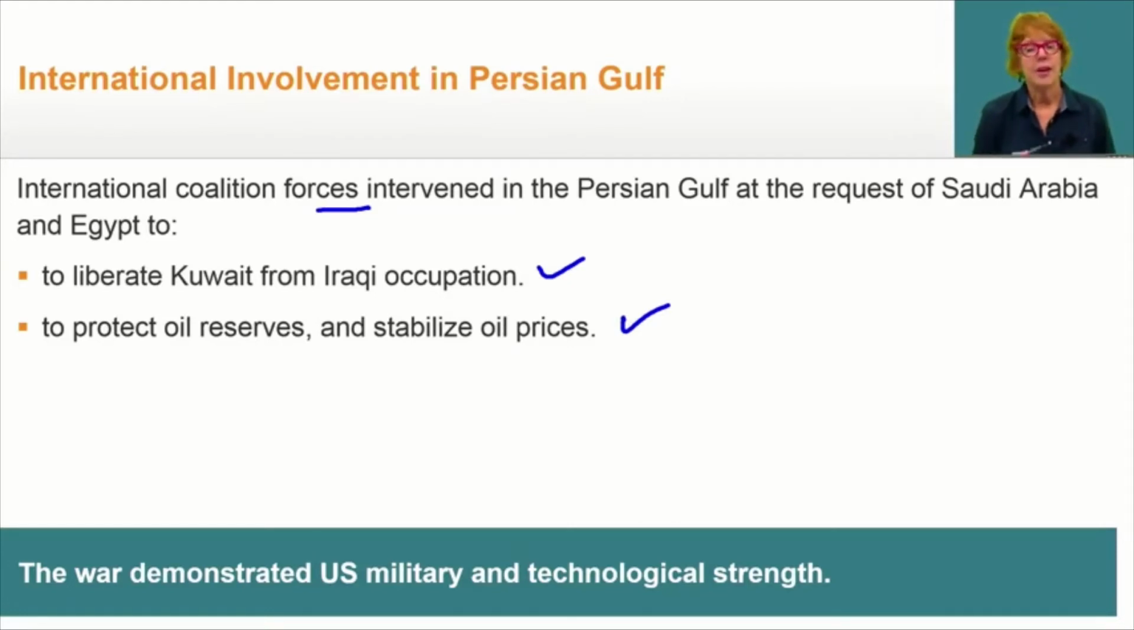To protect oil reserves and stabilize oil prices. We also know that Arab nations wanted the U.S. and UN involved. They were concerned for themselves and their oil reserves. The war demonstrated U.S. military and technological strength.